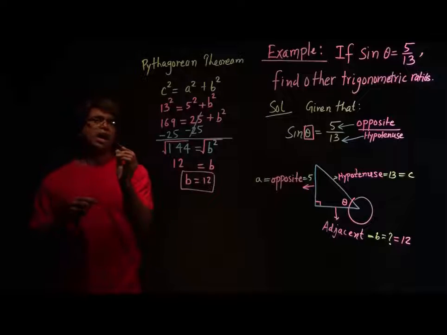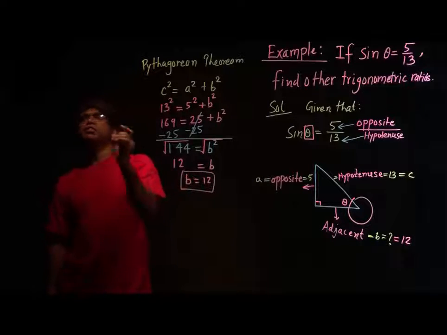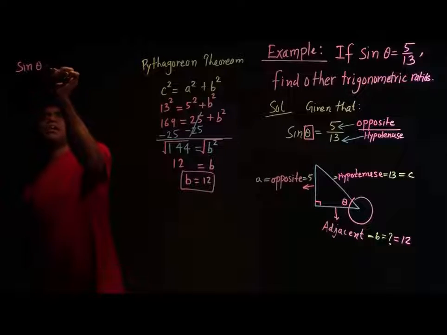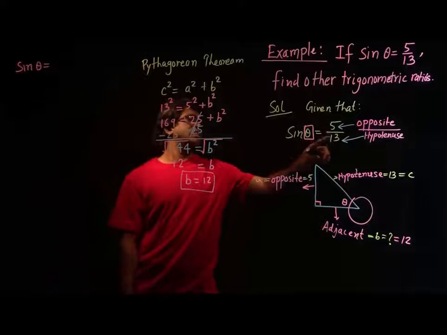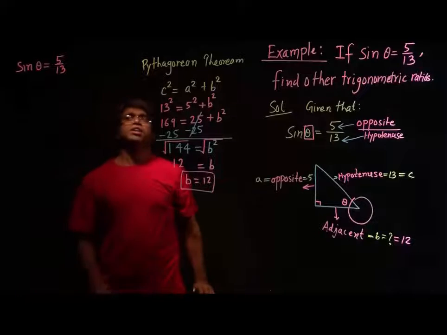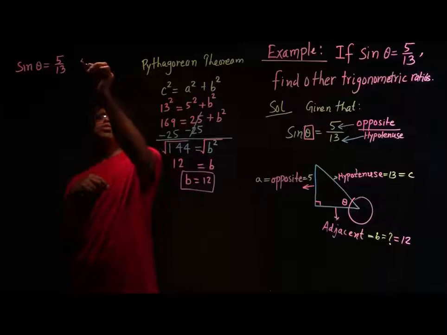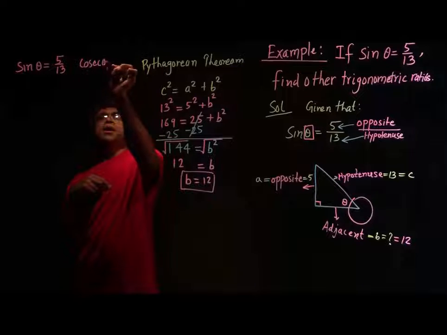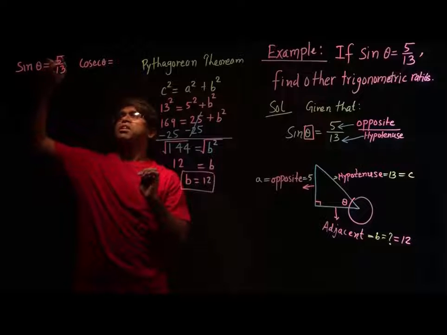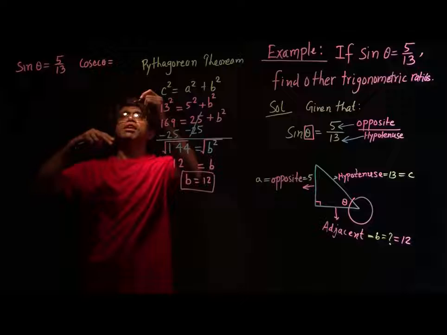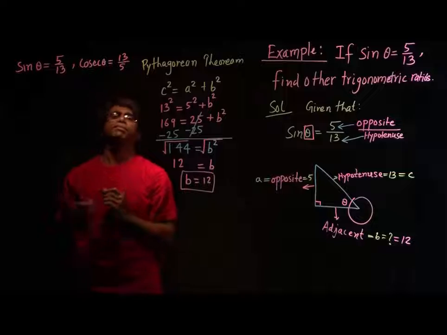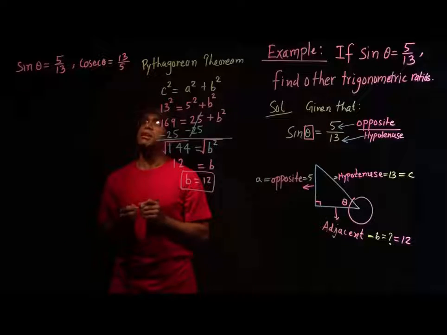Now let's talk about the trigonometric ratios. The first ratio is sine of theta, which is given as 5/13. We know that the reciprocal of sine is cosecant, so I need to find the reciprocal of 5/13, which means I need to flip it. If I flip it, I will write 13/5. Pretty simple, huh?